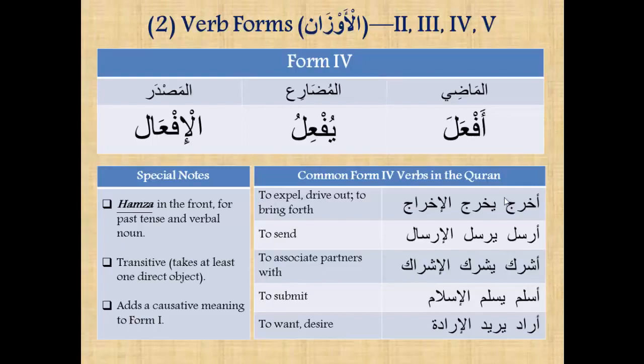Another example of the causative meaning is the form 1 verb فَسَدَ يَفْسُدُ, which means to be bad or to be spoiled. Now converting that to form 4, أَفْسَدَ يُفْسِدُ الْإِفْسَادُ, to make something bad, to cause something to be bad, which means to corrupt or to cause mischief. But anyway, going back to form 4 verbs in the Qur'an, we have أَخْرَجَ يُخْرِجُ الْإِخْرَاجُ, to drive someone out, to expel. أَرْسَلَ يُرْسِلُ الْإِرْسَالُ. Very, very common verb, meaning to send.